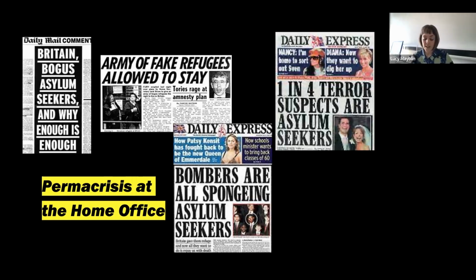Measures like detention have proliferated and are now really a normal part of the asylum regime, and it's hard to remember a time when they weren't.